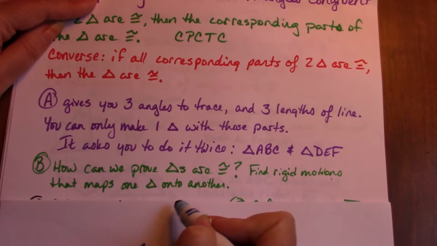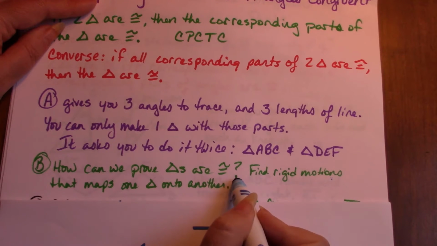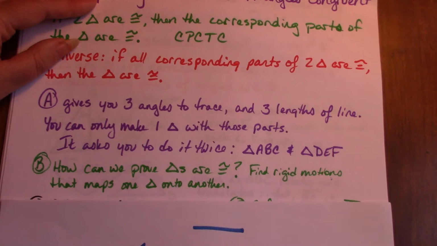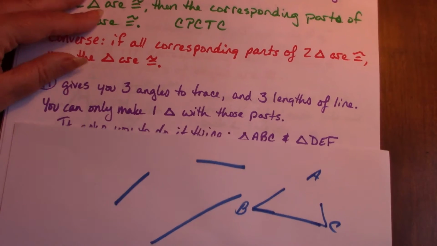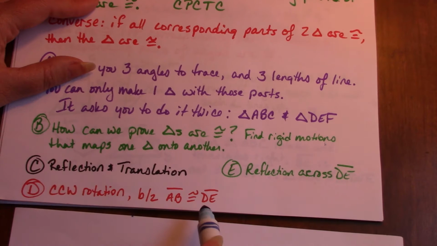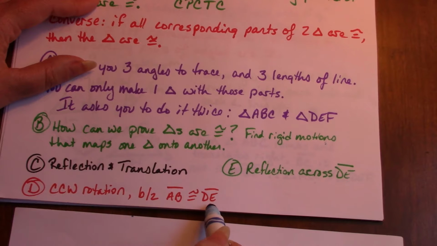So B asks us, how can we prove the triangles are congruent? You can find the rigid motions that maps one triangle onto the other. So if you are given an angle and a line measurement and another angle measurement, you could actually find the rigid motions that maps ABC onto DEF. C is a reflection and a translation. D is a counterclockwise rotation because line AB is congruent to line DE.